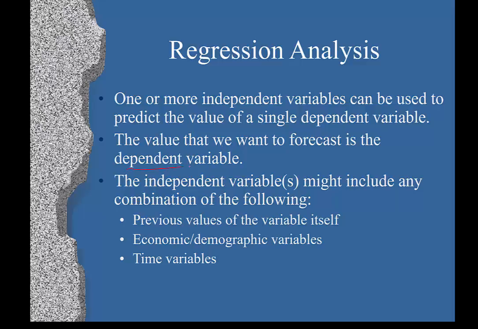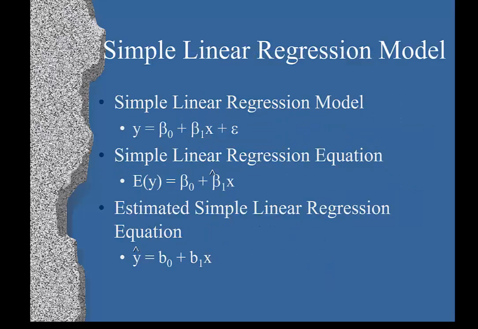The dependent variable is the value that we want to forecast, and we're not necessarily forecasting. We could just be trying to explain. So there are 2 reasons for regression analysis commonly: one is to explain some random variable, and the other is to try to forecast it. So we're doing this to calculate a beta. The independent variables can include any of these things, and I'm not going to go into great detail on that right now. The simple linear regression model looks like this.